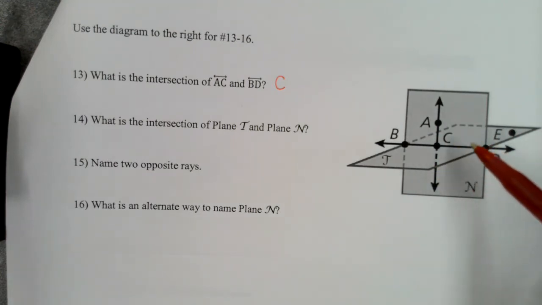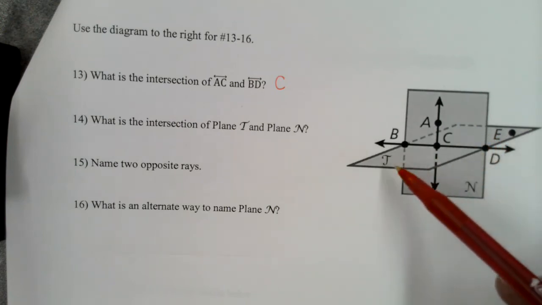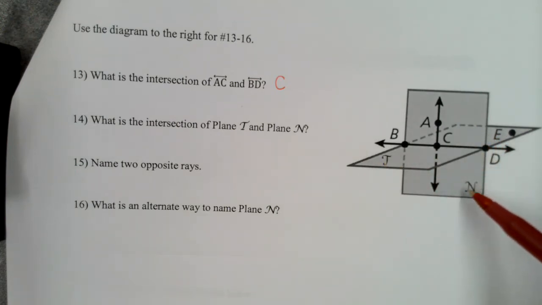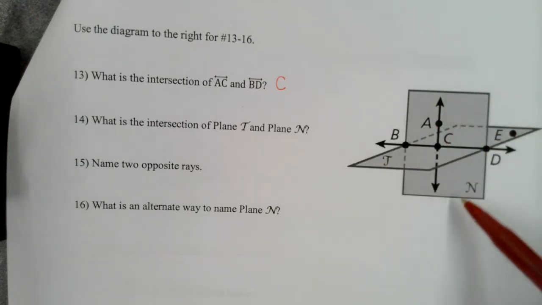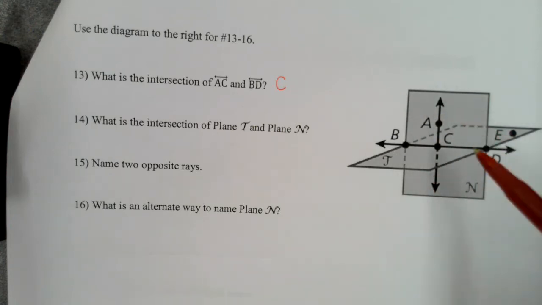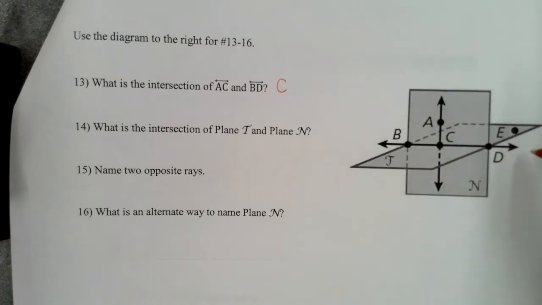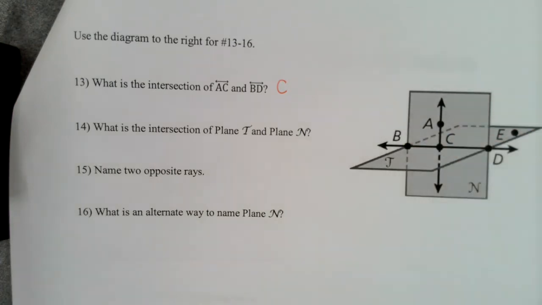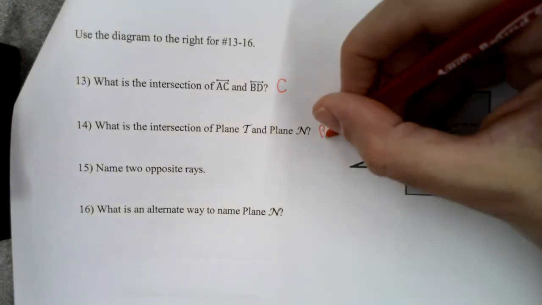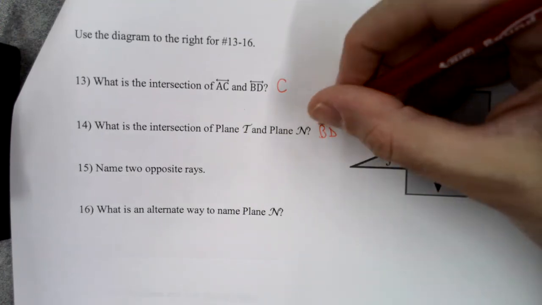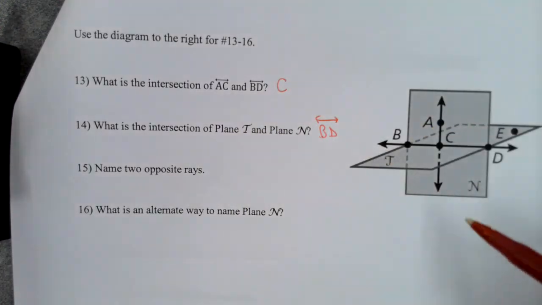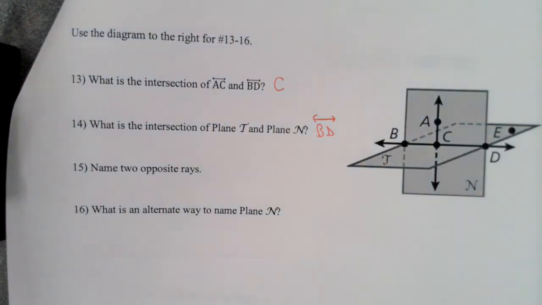What is the intersection of plane T, which is this plane right here, see the T, and plane N, which is this vertical one? 2 planes always intersect at a line, and the line is this line right here. Use 2 letters, so I'll use letters B and D when I name it. So I'll say line BD. Or you could say BC or CD.